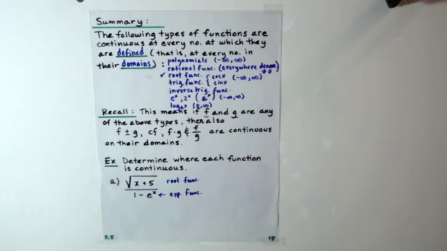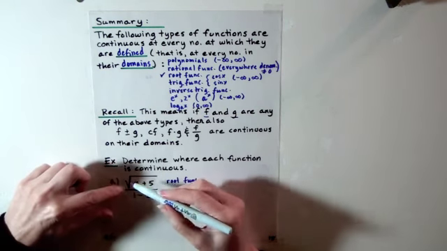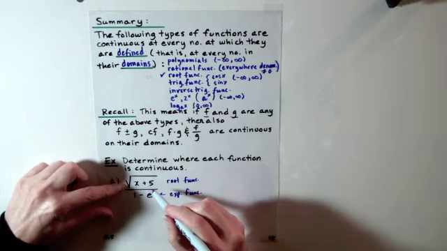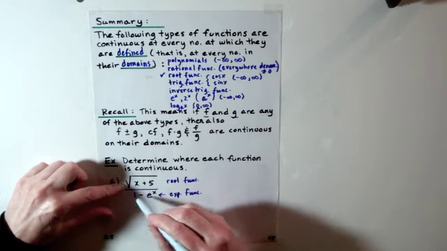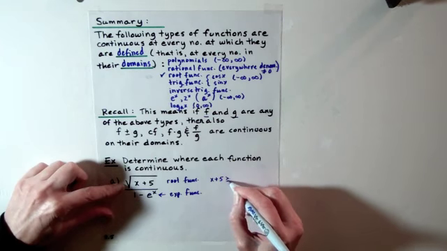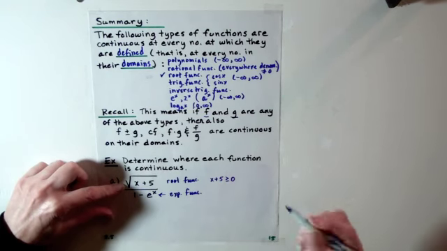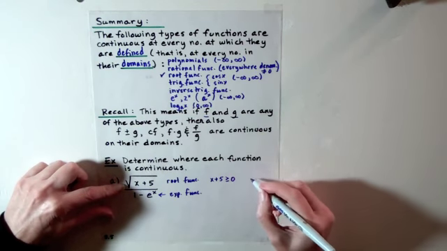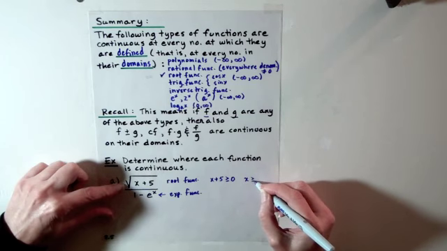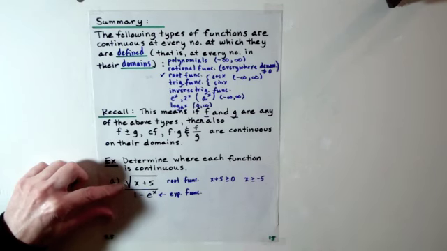Let's go ahead and think about where just the numerator, where the top, is continuous. It's a square root, so it's an even root. And remember, that means that whatever is underneath the square root has to be greater than or equal to 0. We can't take the square root of a negative, so x plus 5 cannot be less than 0. So that means that the top is going to be continuous when x is greater than or equal to negative 5.